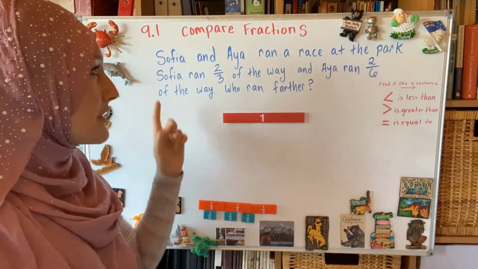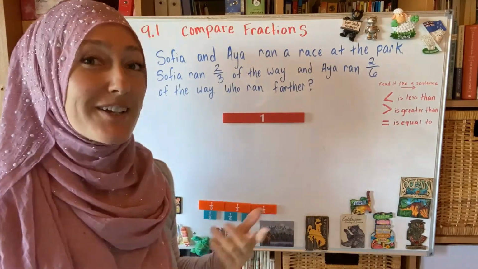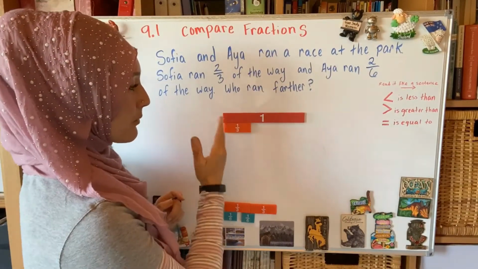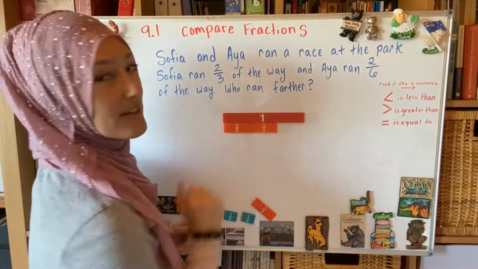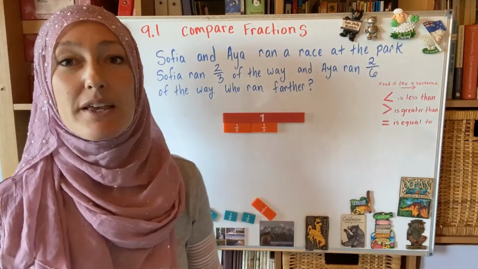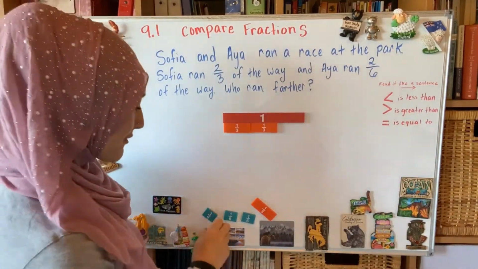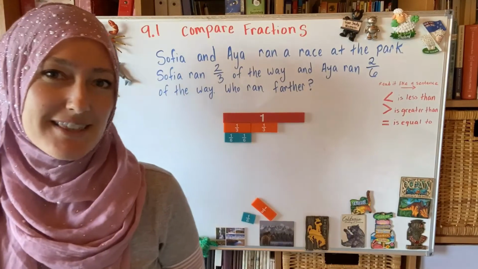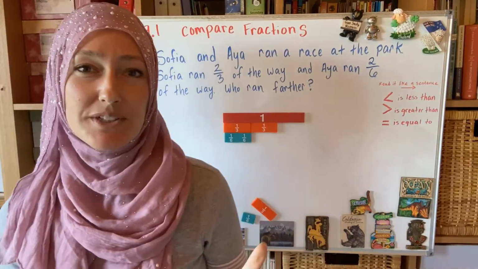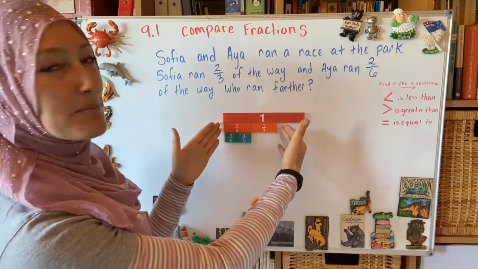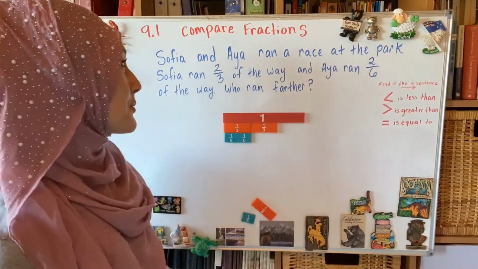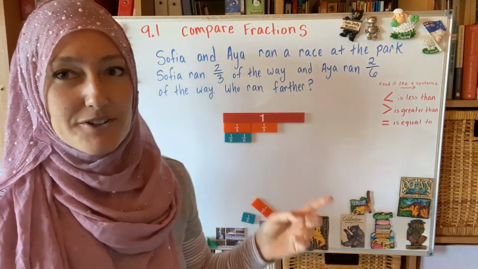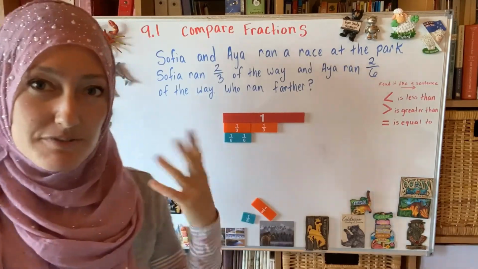Then we want to model Sophia. Sophia ran 2/3 of the way. So if you have the third sized fraction strips, you would be using 2 of them. So that's 1/3 of the way and 2/3 of the way. So that's how far she ran. Then Aya ran 2/6 of the way. So I would get 2 of these to model 2/6. So just by looking at it visually, you can see who ran farther because that's more of the distance covered. So your answer would be Sophia ran farther. You could even start to see how much farther she ran. With the fraction strips, it's really easy to just visually compare.